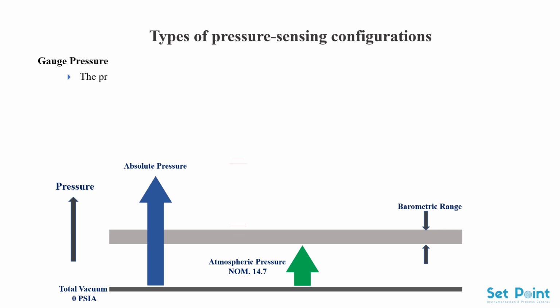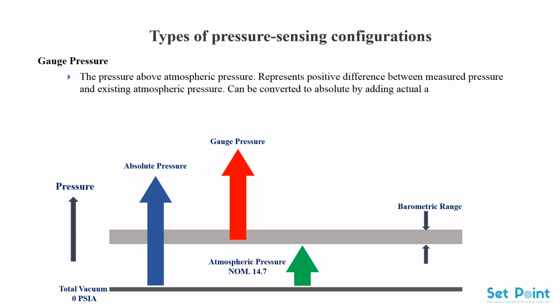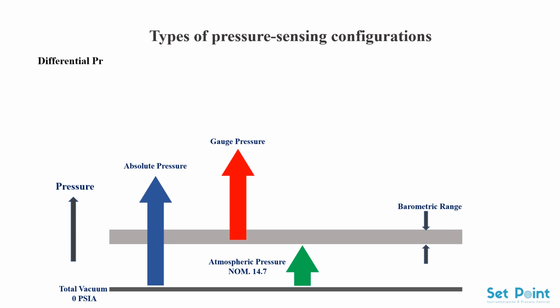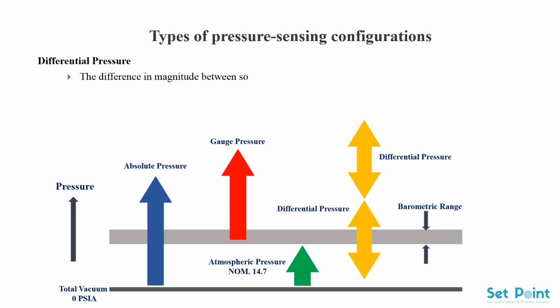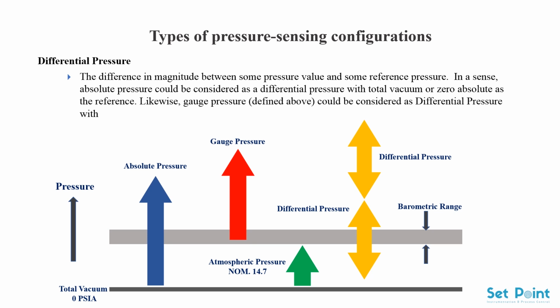Gauge pressure. The pressure above atmospheric pressure. Represents the positive difference between measured pressure and existing atmospheric pressure. Can be converted to absolute by adding the actual atmospheric pressure value. Differential pressure. The difference in magnitude between some pressure value and some reference pressure. In a sense, absolute pressure could be considered as a differential pressure with total vacuum or zero absolute as the reference. Likewise, gauge pressure, defined above, could be considered as differential pressure with atmospheric pressure as the reference.